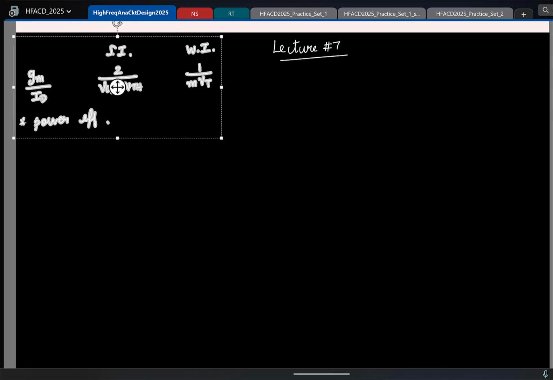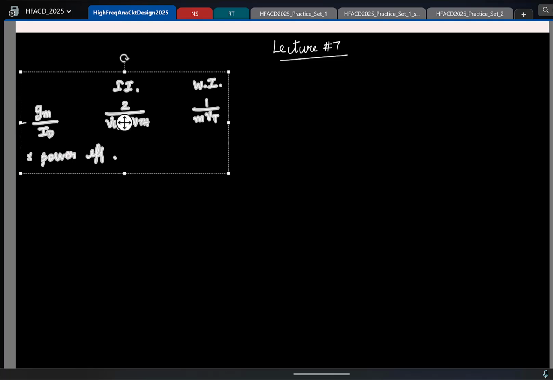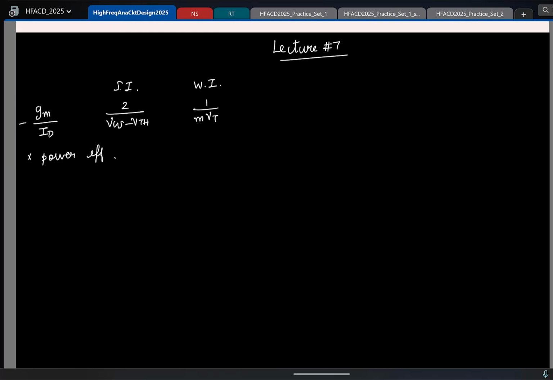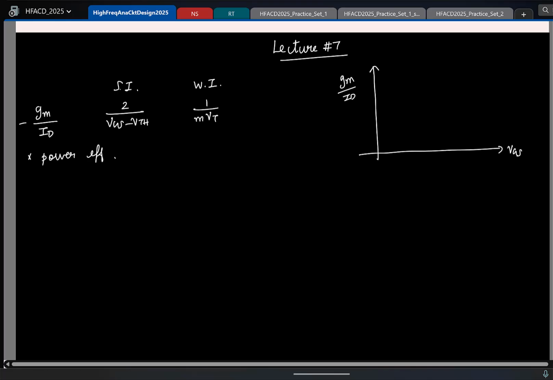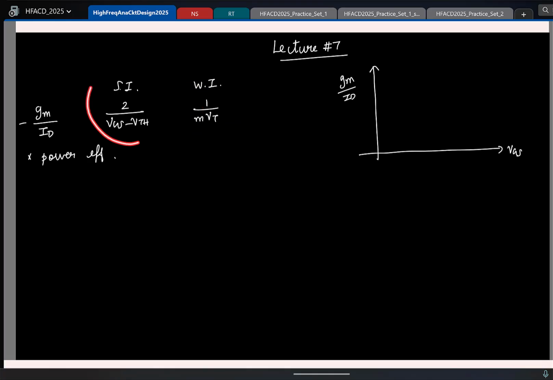So let's say now I try to plot this metric. I think this was again a problem I gave you in the practice set. Let's do that. Let's say I try to plot this ratio gm by ID versus VGS. Now, let us say there was no weak inversion, that is, only strong inversion existed. How would this characteristic look? Inversely proportional. And what will happen around VTH? It will blow up to infinity.